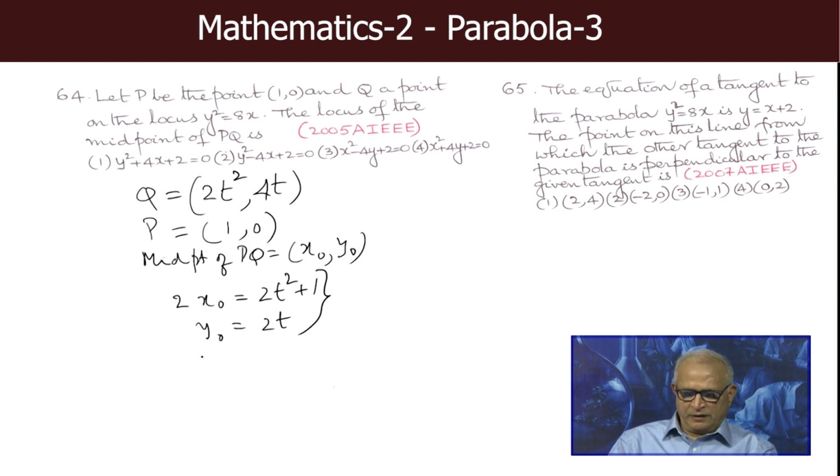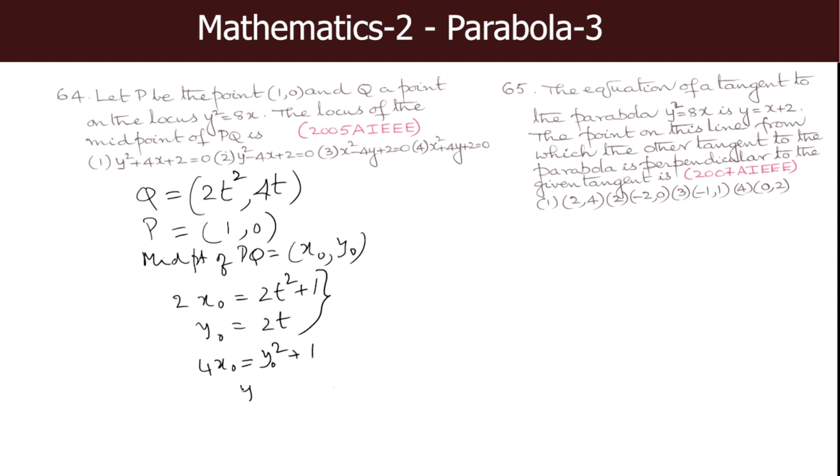From this eliminate t. Because y naught is 2t, y naught square is 4t square, so 4x naught equal to 4t square plus 2, and therefore y naught square equal to 4x minus 2, or y square equal to 4x minus 2 is the locus parabola, or y square minus 4x plus 2 equal to 0, second option.